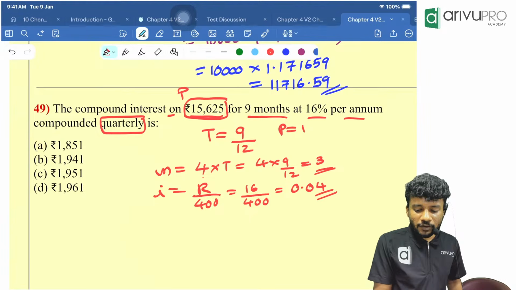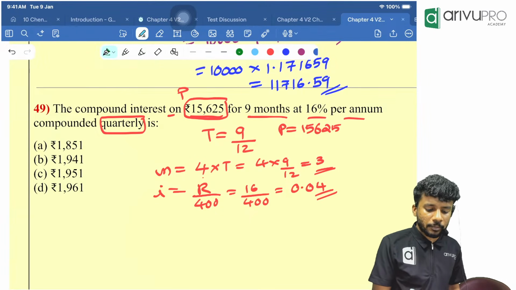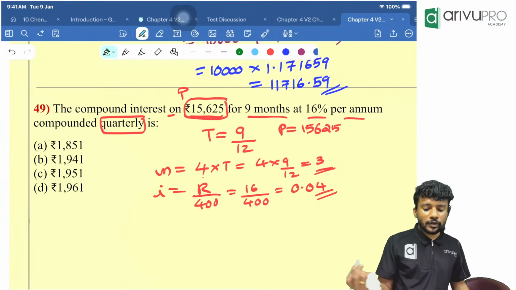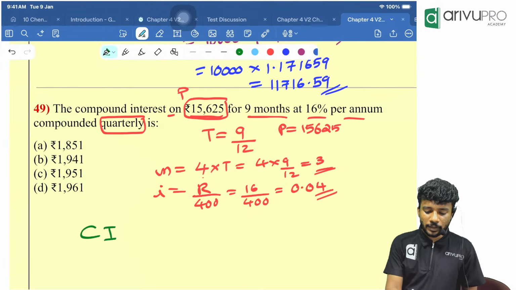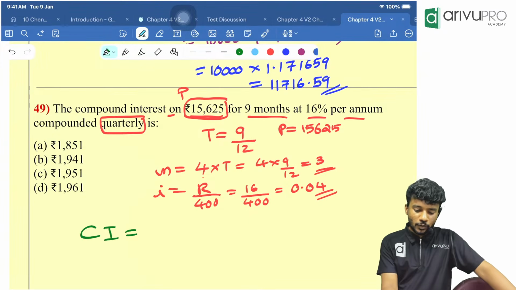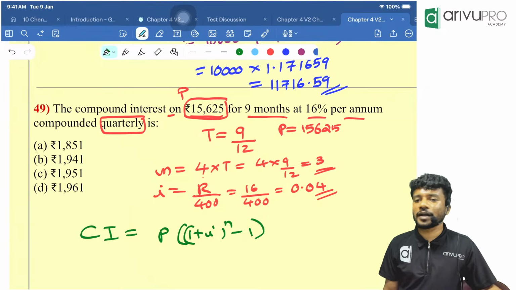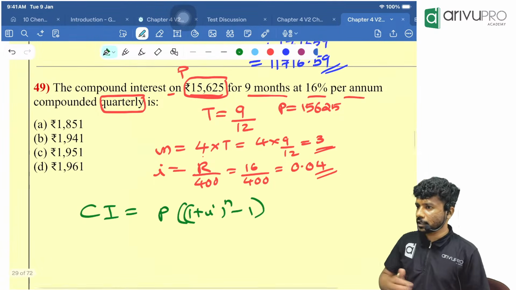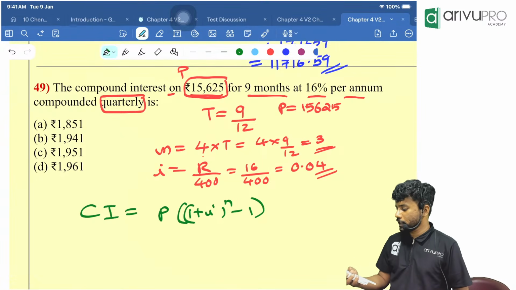How much is the p value? 15625. We need to find the value of compound interest. Correct? How to find the compound interest? CI is equal to P into (1 plus I) the whole power n minus 1. This is the formula. Get me the answer, please. Everyone, try. Use your calculator accordingly.